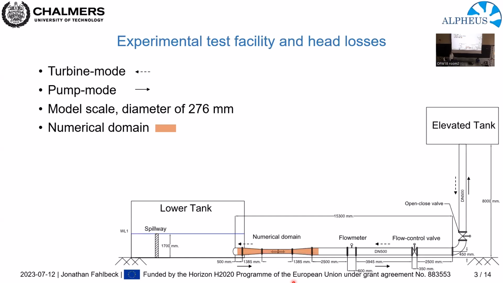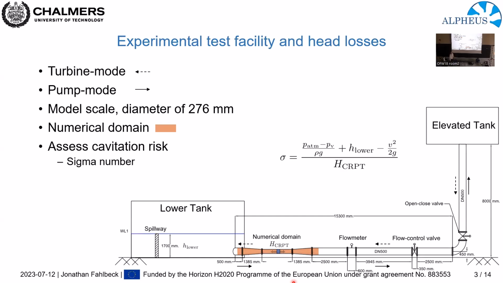And in this experimental test facility, we've seen that there may be a problem with cavitation. And when assessing cavitation, a usual number is something called the sigma number, which is a measurement of how large the risk of cavitation is, you can say. And this formula just shows the calculation of the sigma number. So H lower is the height elevation of the lower tank, and then HCRPT is the head produced or extracted by the pump turbine. But as you can see, this is a larger hydraulic system.